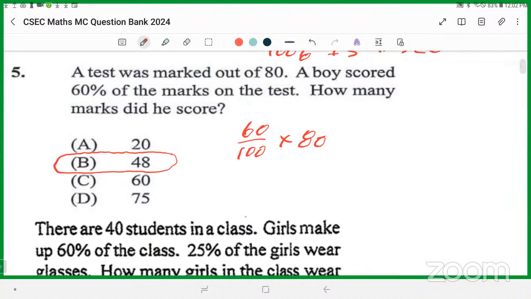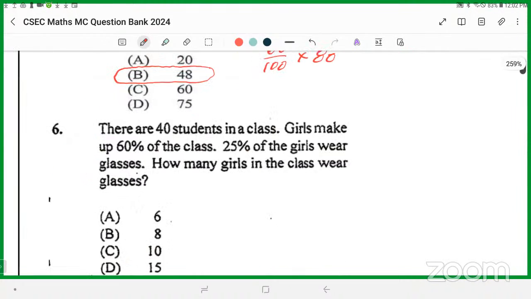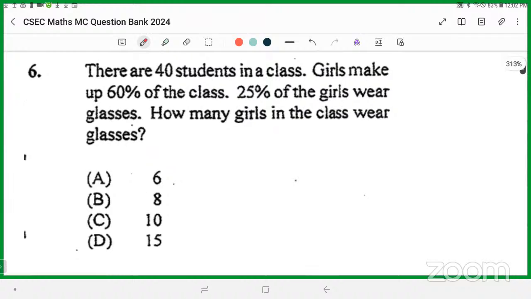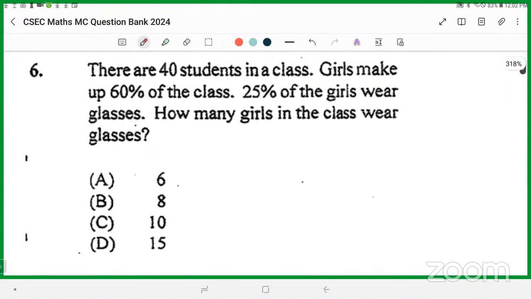48. All right, this is another repeat question, but I see this question set other ways already. But this one says 40, it says there are 40 students in a class. Girls make up 60% of the class. 25% of the girls wear glasses.